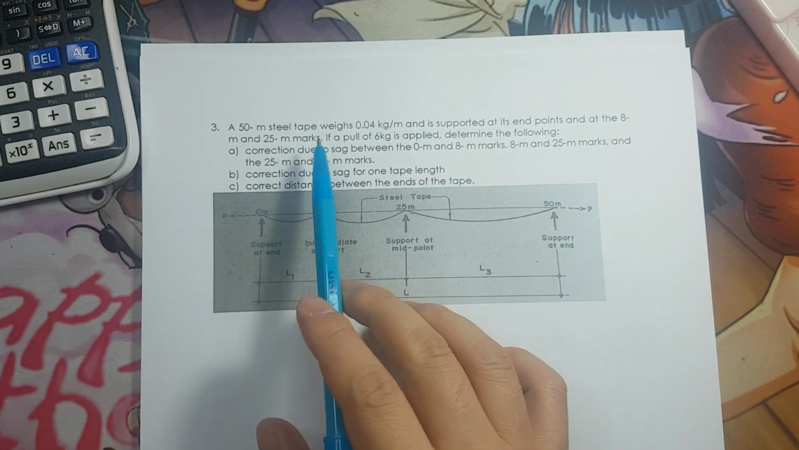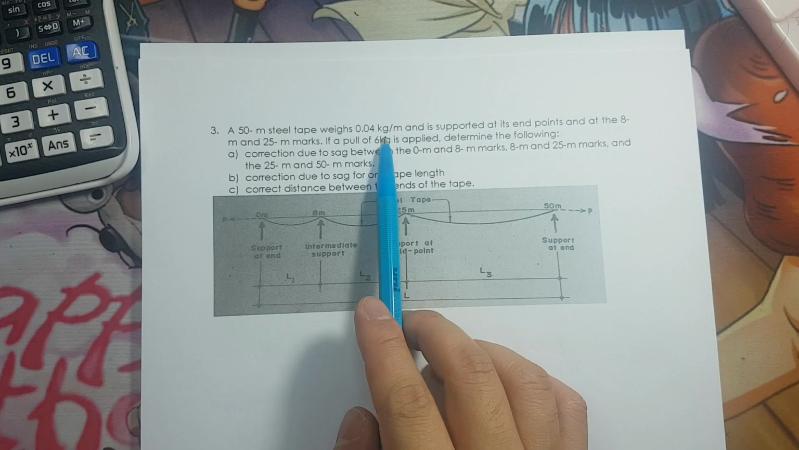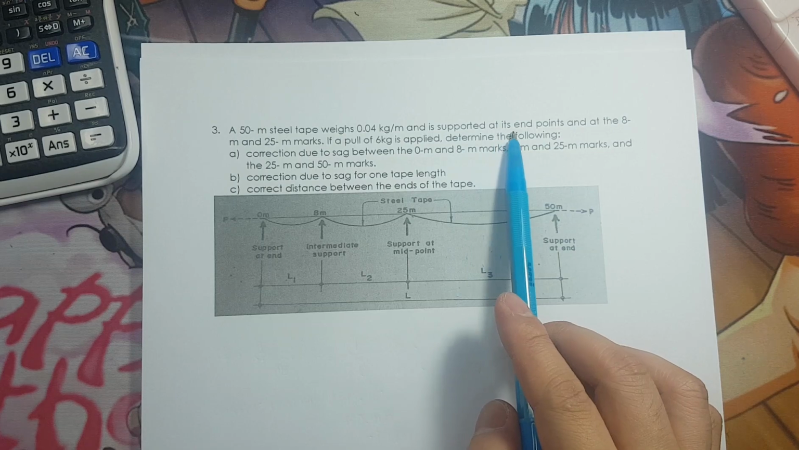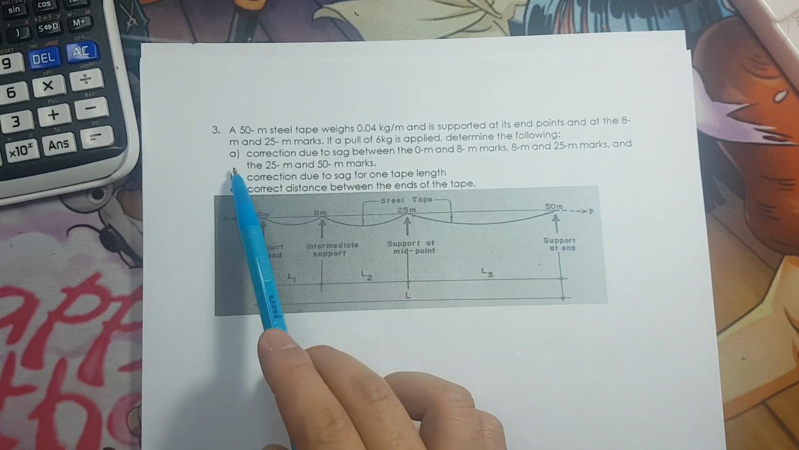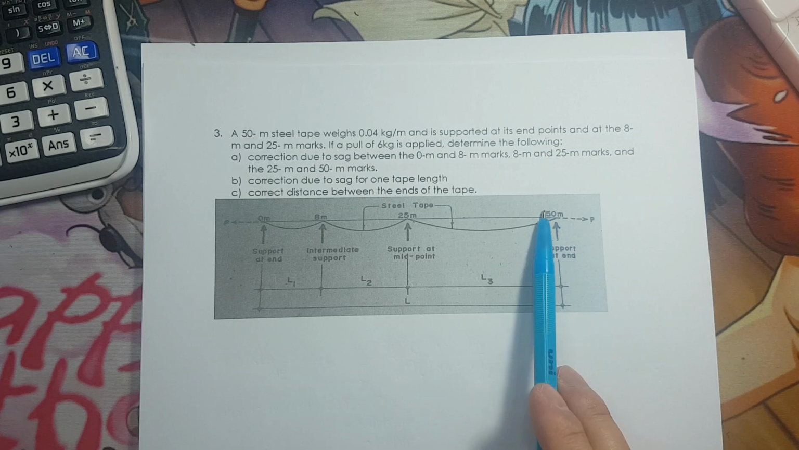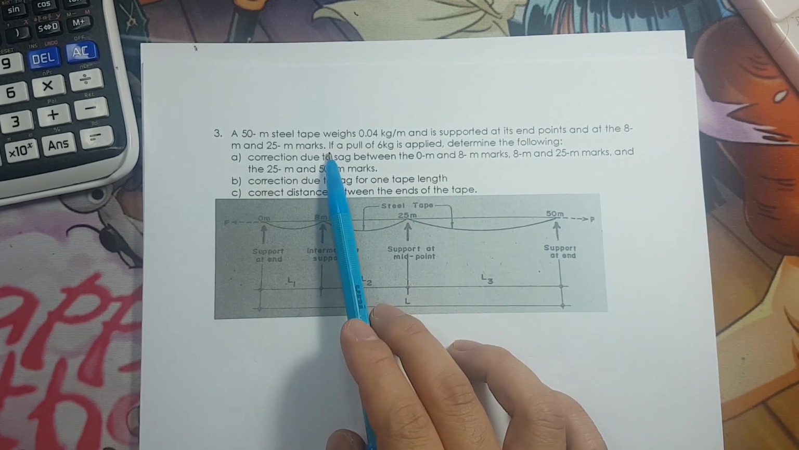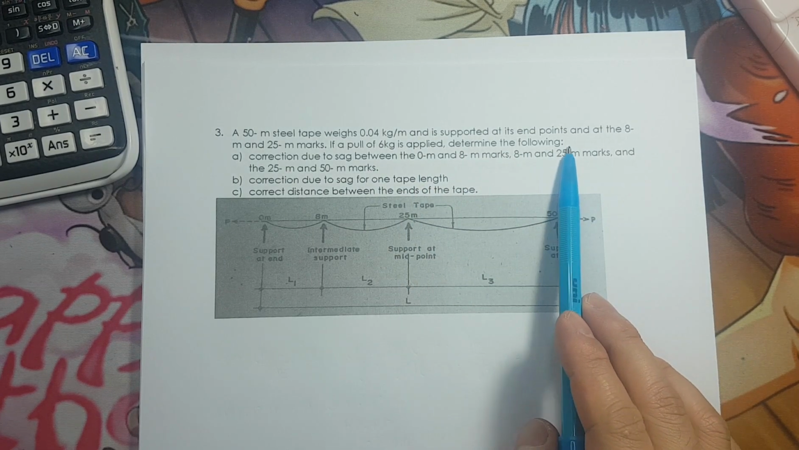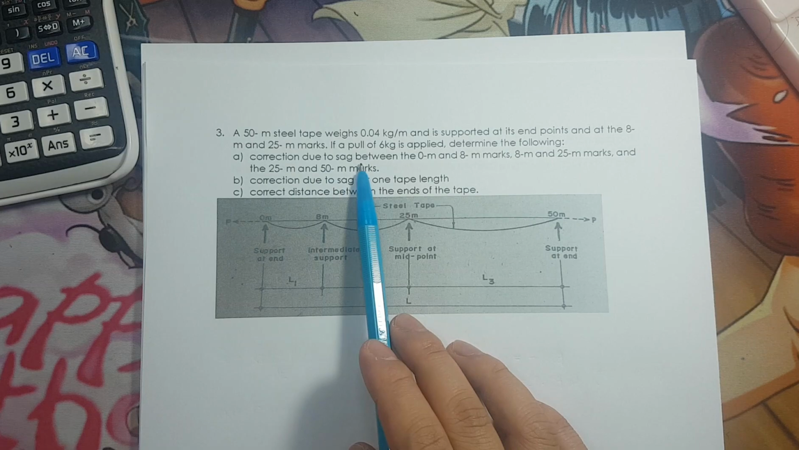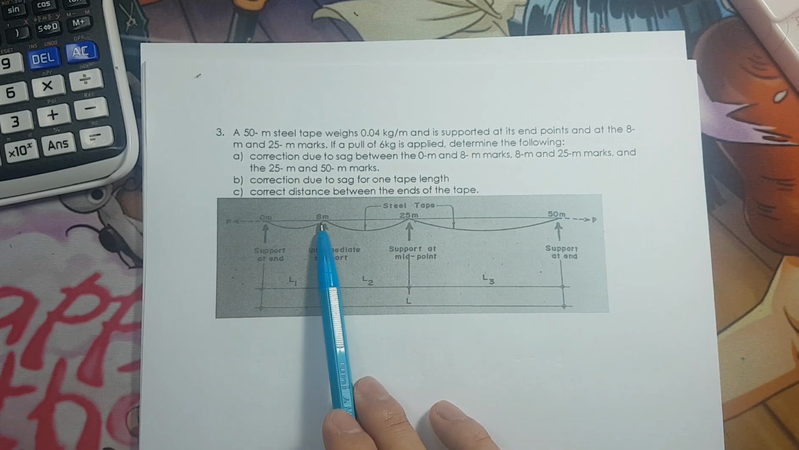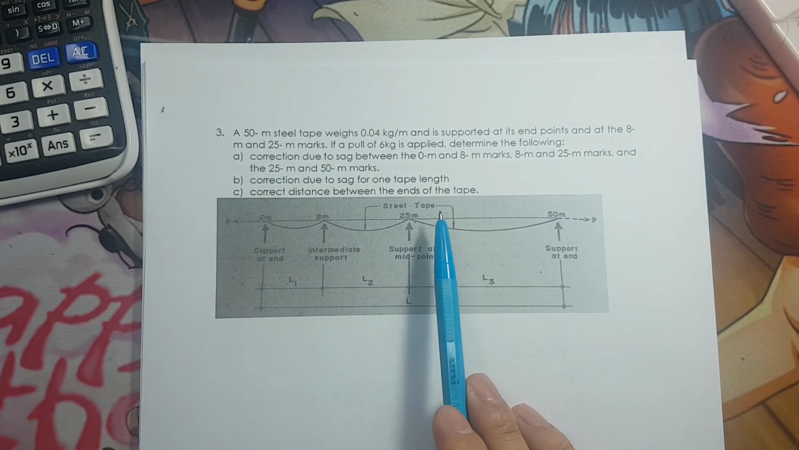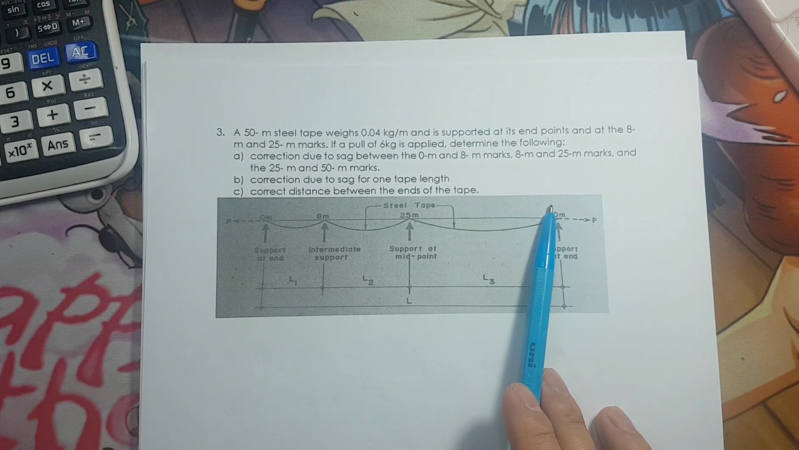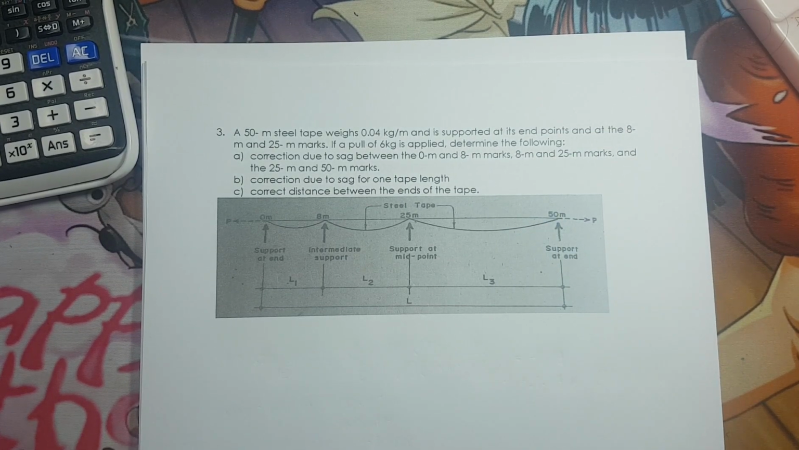Okay, so we have here problem number 3. A 50 meter steel tape weighs 0.04 kilogram per meter and is supported at the end points at 8 meter, 25 meter, and you also have here the 40 meter mark. If a pull of 6 kilogram is applied, determine the following. A. Correction due to sag between 0 to 8 marks, 8 meter to 25 marks, and you have 25 meter to 50 meter mark.